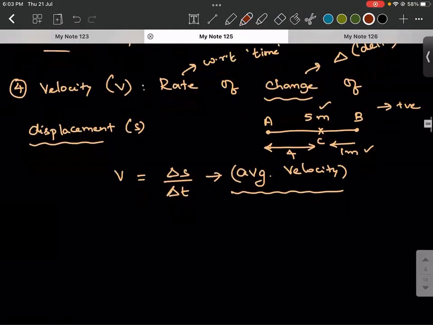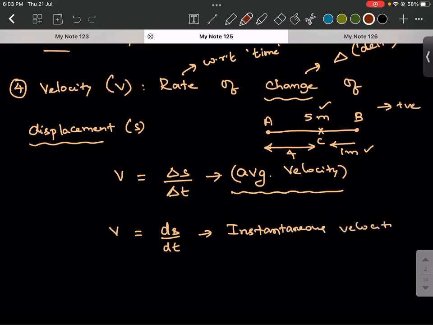The next important term is v is equal to ds by dt, which we will call instantaneous velocity. So when you talk about velocity, there are two types. One is called the average value, and the second is called the instantaneous value. Average is measured between a measurable quantity of time. Instantaneous, as the name suggests, is measured exactly at that instant. For example, you want to know the speed of an object at the 5th second. That is called instantaneous velocity.